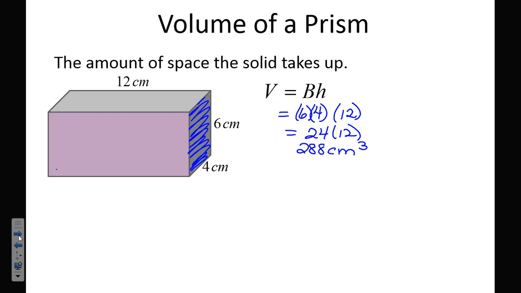All right, we good with this one? We save the easiest for last. Volume's a lot easier than lateral area and total surface area. Okay. All right, next example.